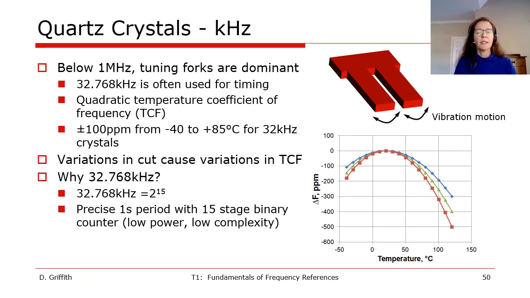And you might wonder why the exact frequency of 32768 is used. Why not 32 kilohertz or 30 kilohertz? The reason is that this frequency is 2 to the 15, which means that a precise 1 second period can be counted with a 15-stage binary counter, which is a low power, low complexity way to implement a real-time clock.